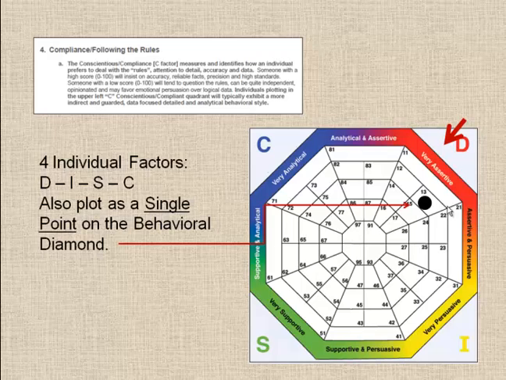You'll see that there are markers on the outside of this behavioral diamond that tell us, depending upon which slice of this pie you plot in, an overall indication of your behaviors, running anywhere from very assertive in this category here to very supportive down here, very analytical here, very persuasive here, and combinations of these as you go around the wheel.